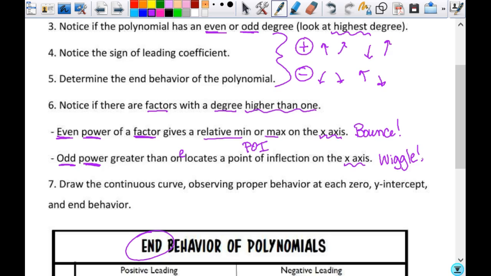This is important too. This is a continuous curve. There's nothing jagged about it. It's not a zigzag. Everything's curvy and smooth. We observe proper behavior at each zero, y-intercept, and end behavior. We're not going to be able to find the actual maxes and mins right now. We don't have the skills for that. But we can plot the zeros on the x-axis, plot the y-intercept, and get our end behavior and get our polynomials sketched in. Let's look at how that's going to happen.